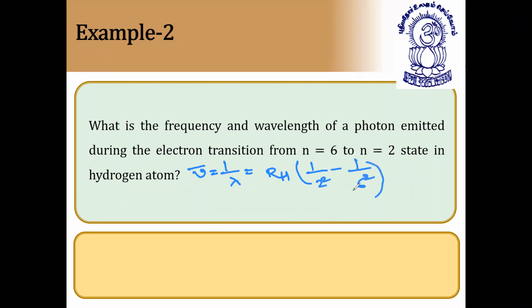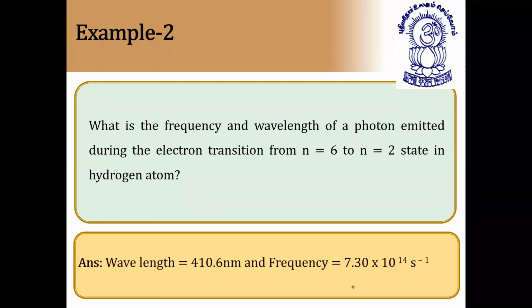After finding nu bar, we can find the frequency, nu is equal to c into nu bar. If you multiply nu bar by c, the velocity of light, you will get the value of the frequency. In this way, you can find the frequency and wavelength of the photon emitted during the electron transition from n is equal to 6 to n is equal to 2 state in the hydrogen atom. After calculation, you will get the answer. I hope you can understand. Showing the answer now, you can verify it. Wavelength is equal to 410.6 nanometers and frequency is equal to 7.30 into 10 to the power 14 second inverse. Next question.